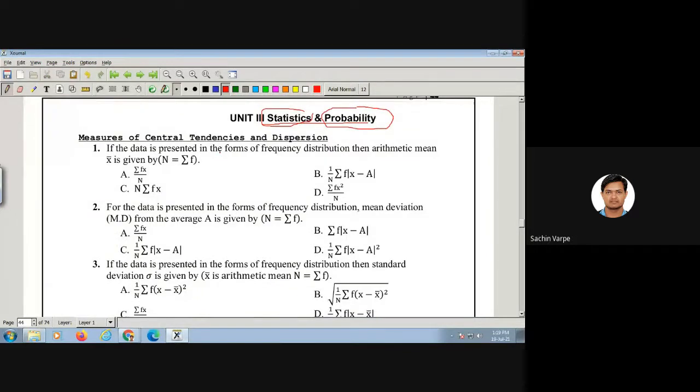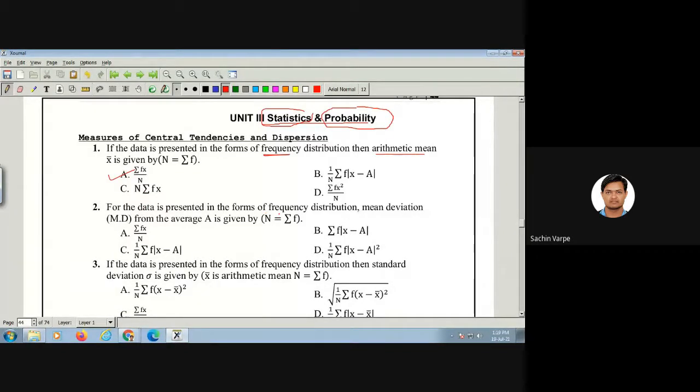If the data is presented in the form of frequency distribution, then what is the formula for arithmetic mean? We have been given the frequency distribution, that means the formula must be in terms of f. So summation of fx upon summation of f, that is n. So that is the formula of arithmetic mean.